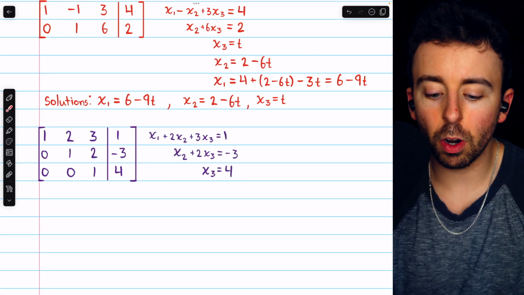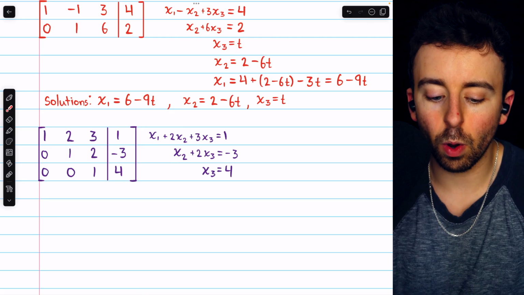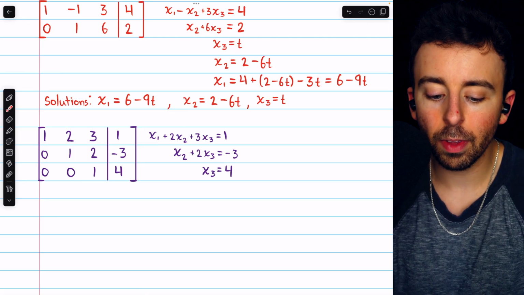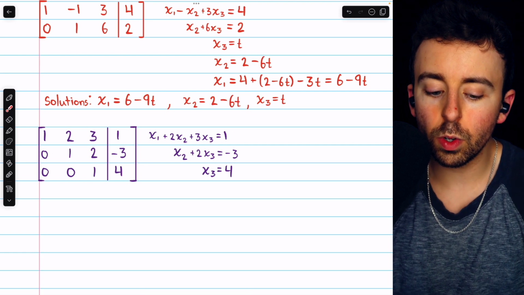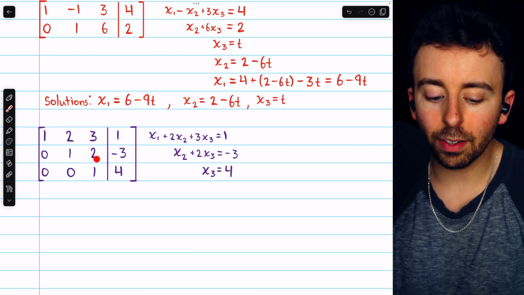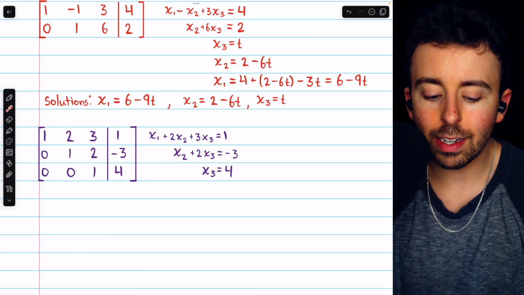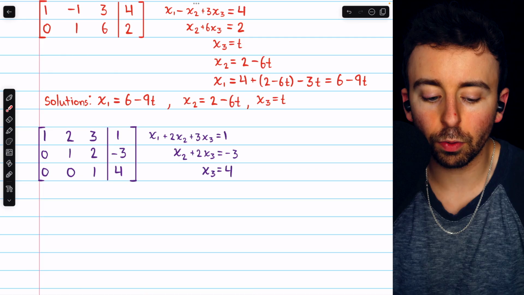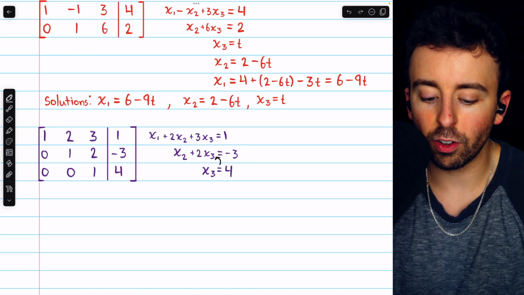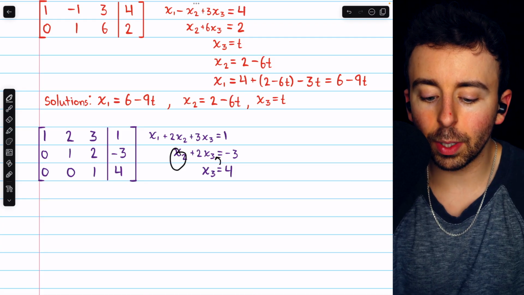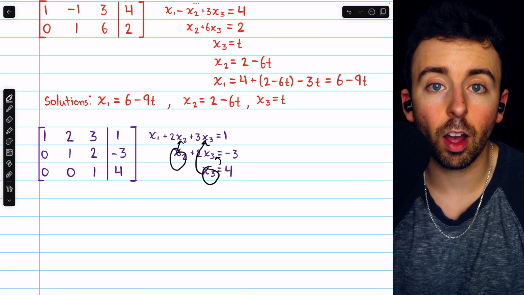Then, from these three rows, we get these three equations. Row 1 tells us that x1 plus 2x2 plus 3x3 is equal to 1. Row 2 tells us that x2 plus 2x3 is equal to negative 3. And row 3 tells us simply that x3 equals 4. Then we can plug x3 equals 4 into this equation to solve for x2, and then plug those known values for x3 and x2 into the first equation and solve for x1.